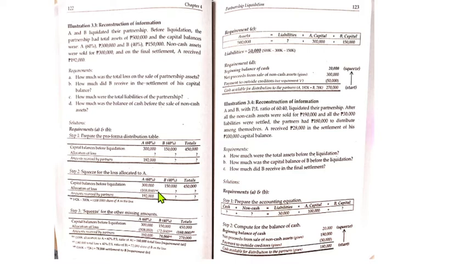So, dahil alam mo na kung magkano ang inallocate na loss kay A na 108,000, it is easy for you to compute for the total loss on the partnership assets. Why? 108,000 is 60% of the total loss. So 108,000 divided by 60% is 180,000. So the answer for item A is 180,000. This is the total loss on the sale of the partnership assets. Okay. So, na-compute mo na yung total loss.